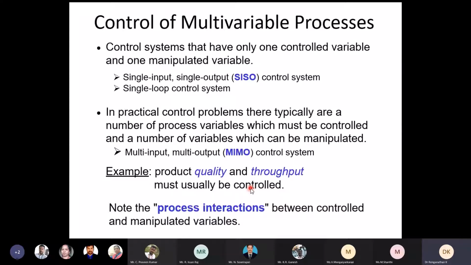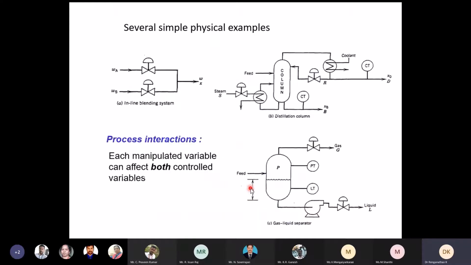So before controlling, we have to identify the process interactions which are occurring between the control and the manipulated variables. That is more important when we go for a multi-variable process. So multi-loop regulatory is also based on that. So it is not something different. Multi-variable and multi-loop regulatory almost go hand in hand.